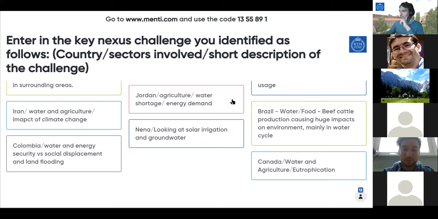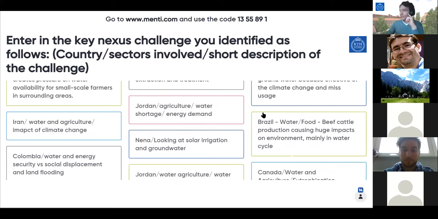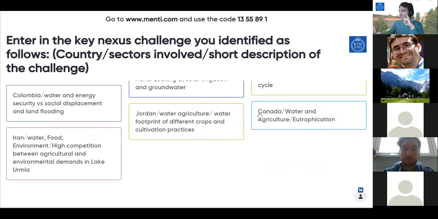I now see people starting to comment on the impact of climate change, that of course is pervasive across all water, energy and land food sectors. Now they're becoming, thank you for all your contributions, they're becoming too many that I cannot read them all.